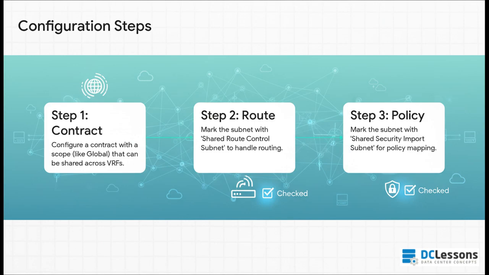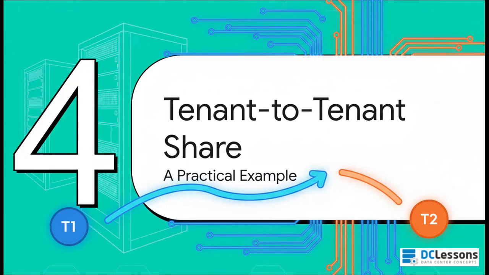And step 3, you check the shared security import subnet box right next to it to handle the security policy mapping. That's the basic recipe right there. Theory is one thing, but let's see how this actually works in a real-world scenario. We're going to walk through a classic use case, one tenant providing a shared service to a completely different tenant.